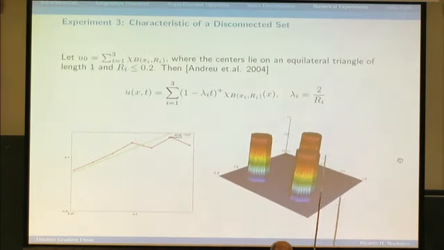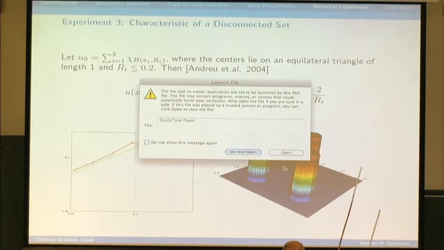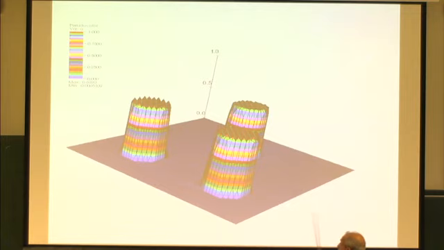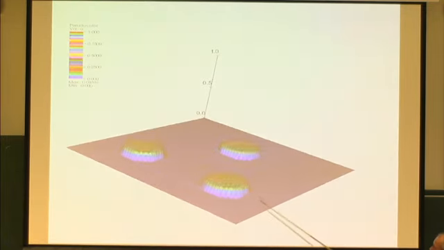Okay. So here you have the example of a disconnected set. This is formed of three circles, and these are the characteristic functions of the three circles. Okay. So let me show you what happened. The centers of the circles are actually at the vertices of an equilateral triangle. It happens that, so this is the situation.